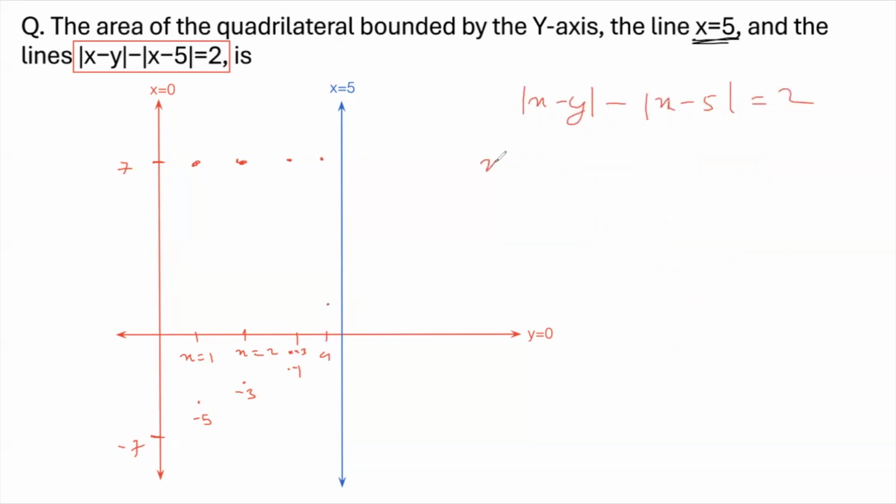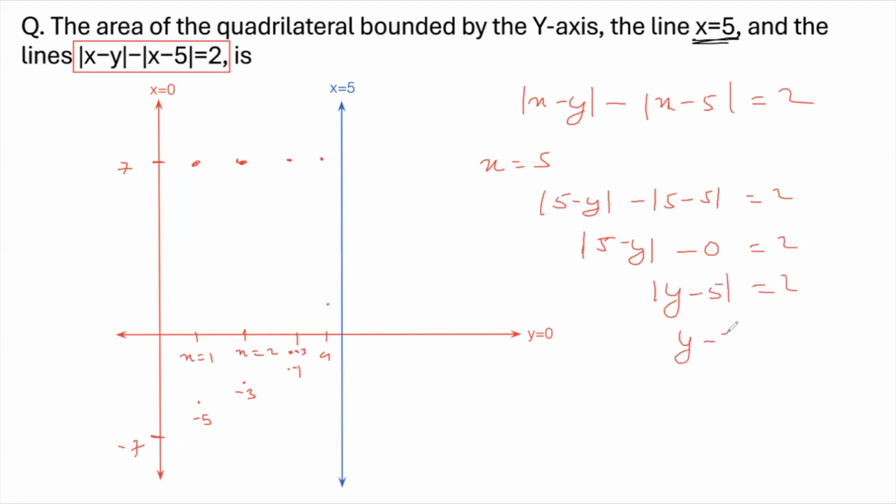And lastly, we put x = 5. |5 − y| − |5 − 5| would be 2, or |5 − y| − 0 = 2, or |y − 5| = 2, giving you y − 5 is either +2 or −2. So y is equal to either 7 or y is equal to +3. So at x = 5, y is +3 or 7.